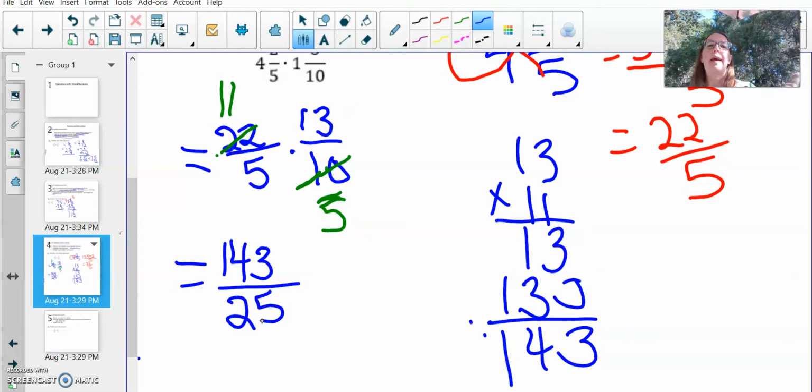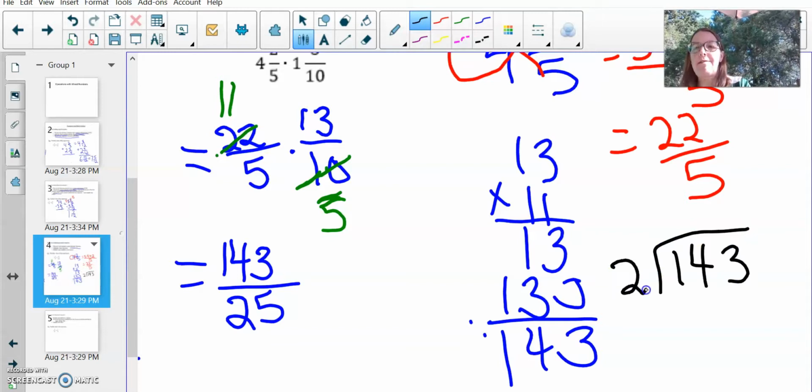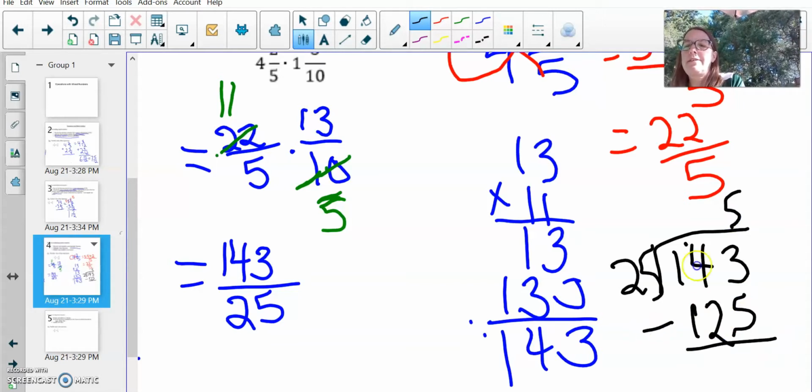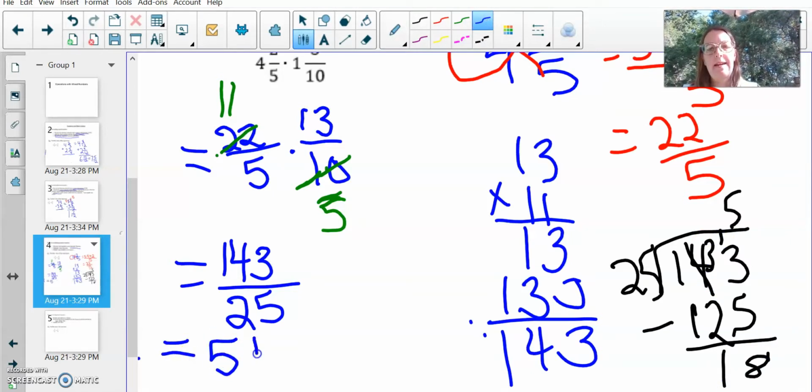And now I have to make that into a mixed number. So again, over on the side, I'm going to help me with the dividing. 143 divided by 25. So let's see, it's going to go in 5 times, I believe. I get 125. Subtract. Okay, so my final answer is 5 and 18 25ths.